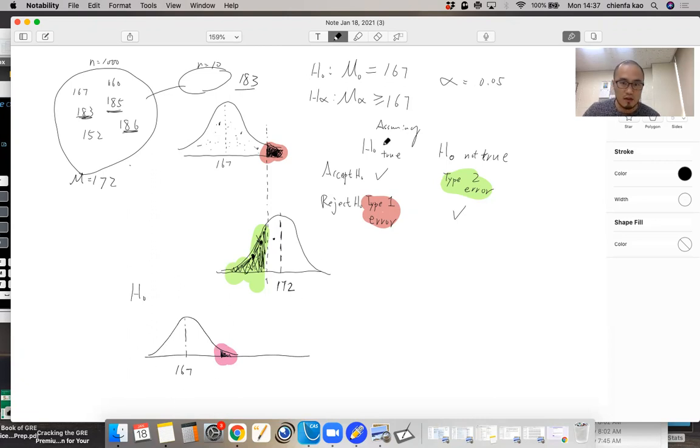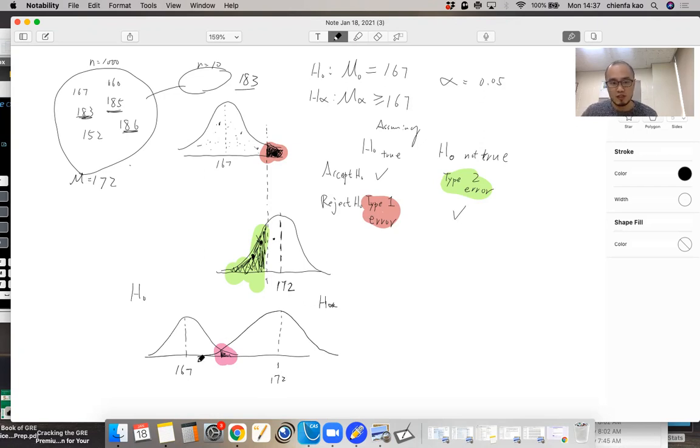The second scenario is that you go around saying, oh, KIS probably has a height of 167, but in reality, KIS has an average height of 172. So now let's take a look. Okay, like that. Okay, this is not a good graph. Let's try it again. This is the true value. This is when the alternative hypothesis is true, 172.